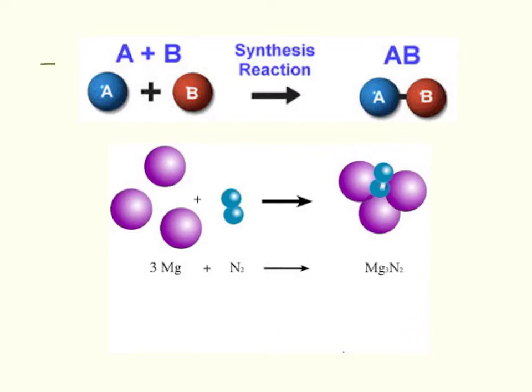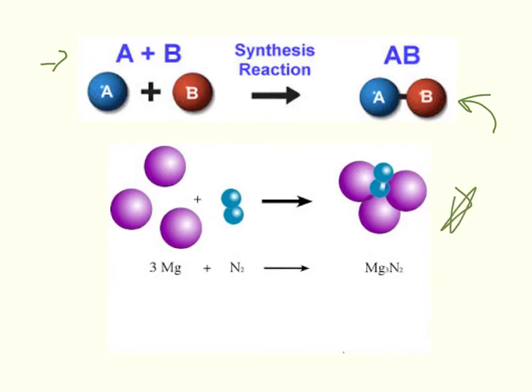So in this diagram right here, we have A plus B produces AB. So think of it, you're taking two separate things, those might be two atoms of two different elements, and you're putting them together to produce something bigger, a compound over here, AB.